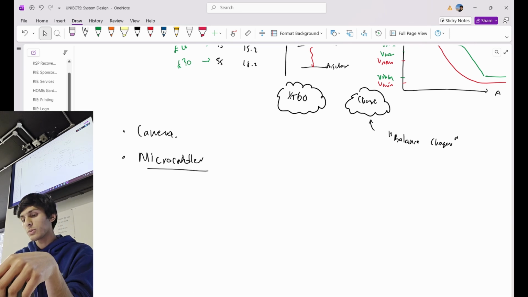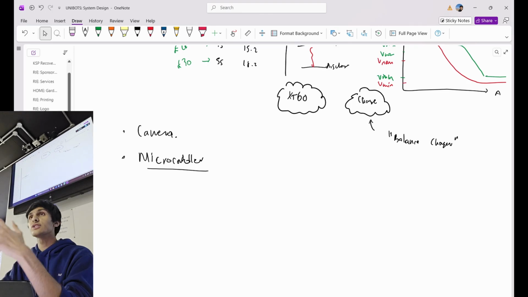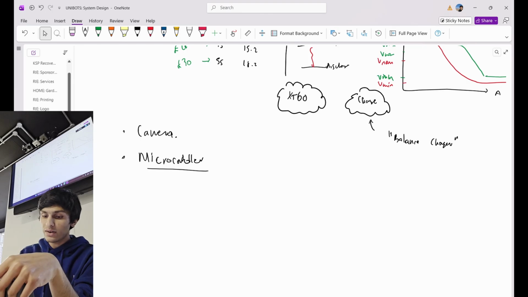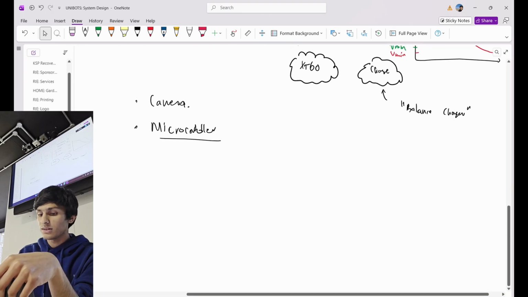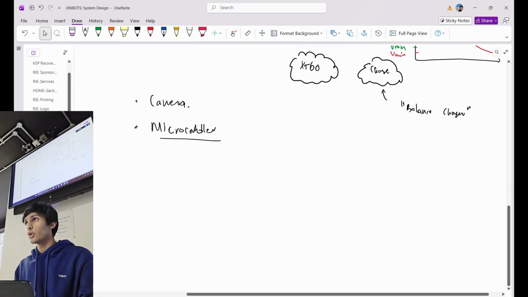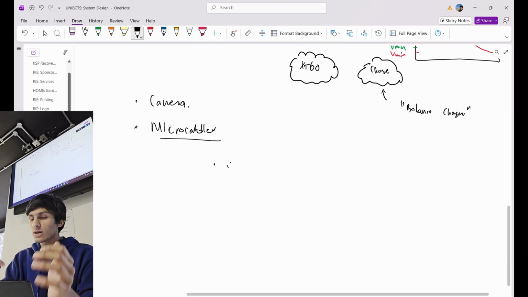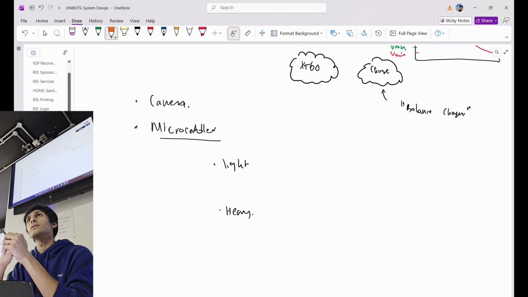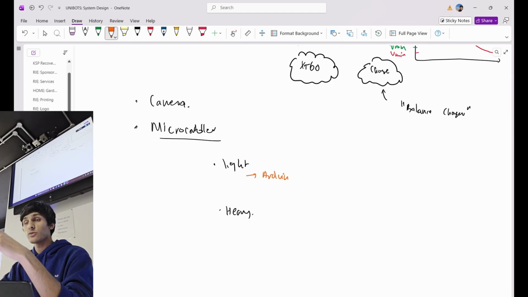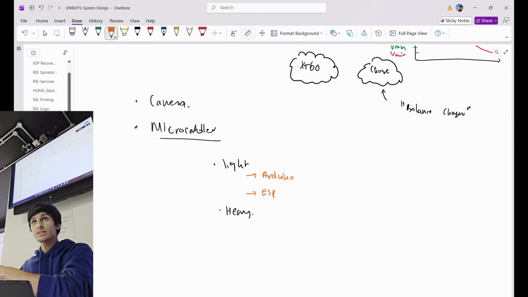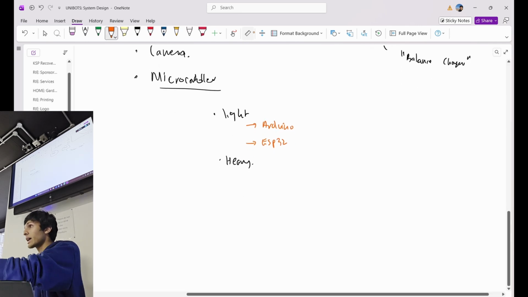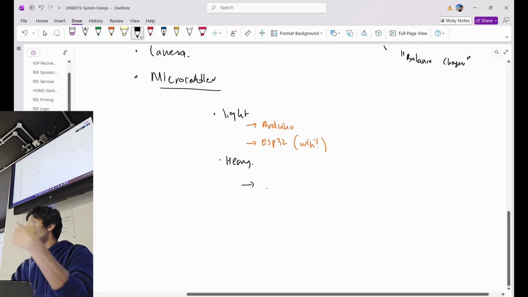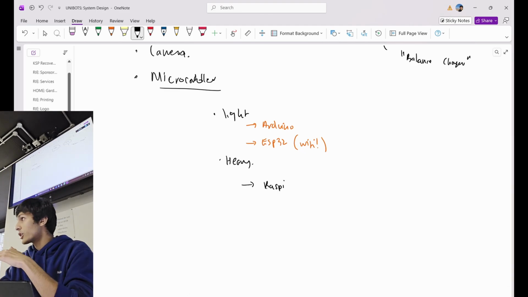Or do you stream it from the camera to a laptop somewhere, do the heavy processing over there, and stream the commands back? You're allowed to do both, probably, right? There are light microcontrollers and there are heavy ones. The light ones are things like Arduinos, ESP32s, which are very popular because I love them. They've got Wi-Fi. The heavy things are Raspberry Pis and maybe mini PCs.